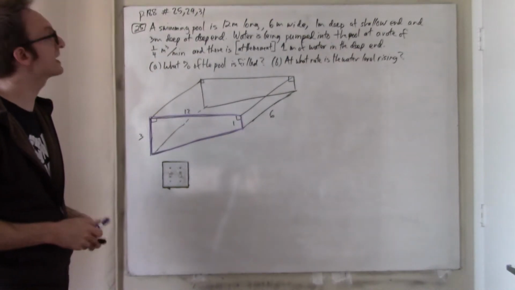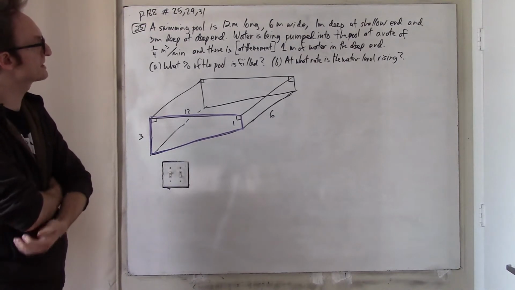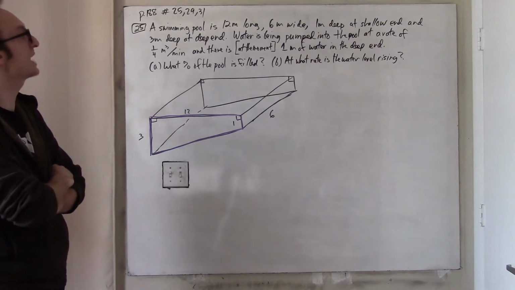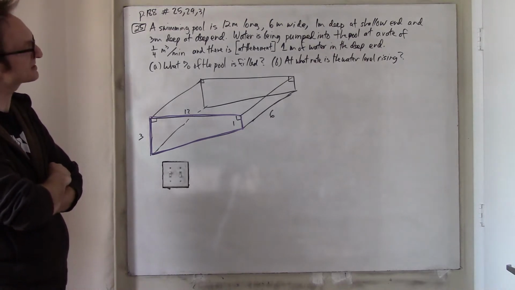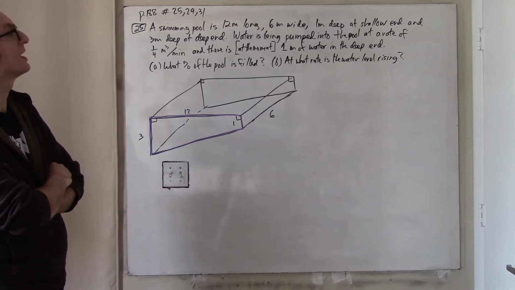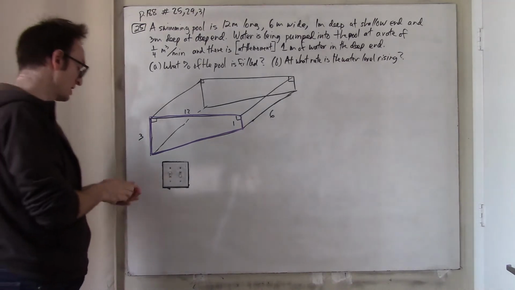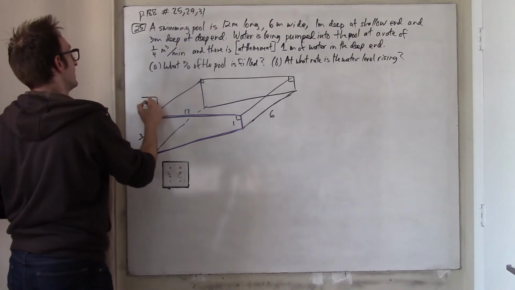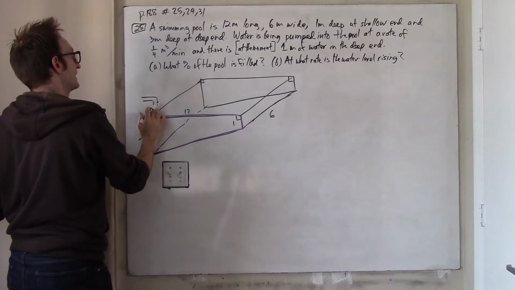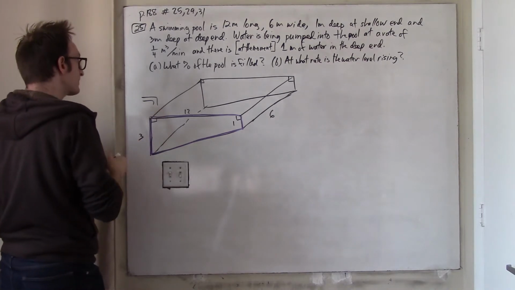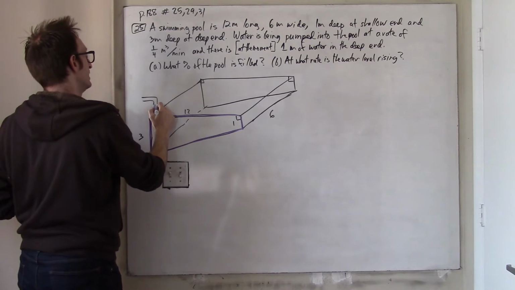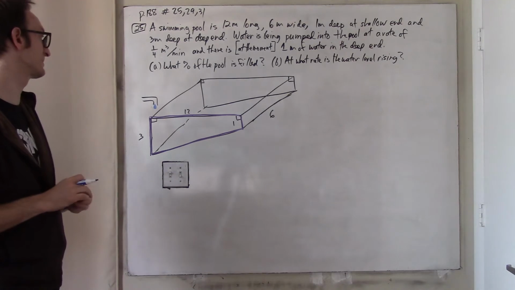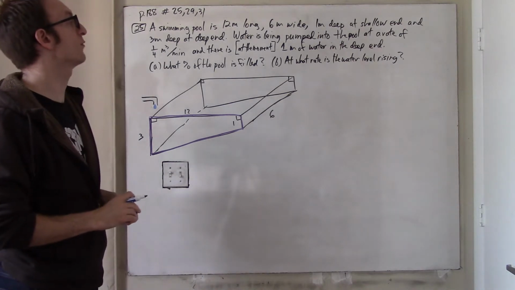So let's go back to the text. The swimming pool is 12 meters long, 6 meters wide, 1 meter deep at the shallow end, and 3 meters deep at the deep end. I guess this is kind of like how pools are, now that I think about it. Water is being pumped into the pool. So that's the other thing that's happening, we're pumping in water. So there's some kind of action now, finally, and water is coming into this pool. We know the rate at which the water is being pumped in, and at the moment there is 1 meter of water at the deep end.